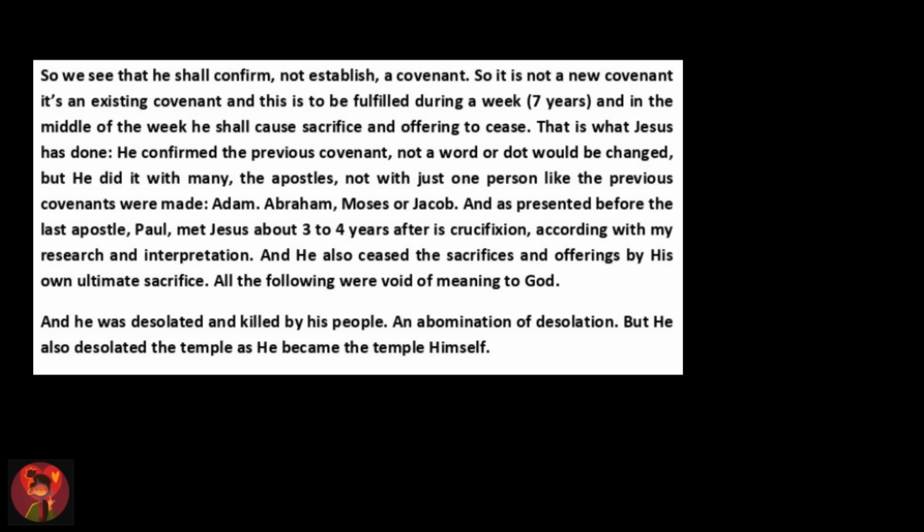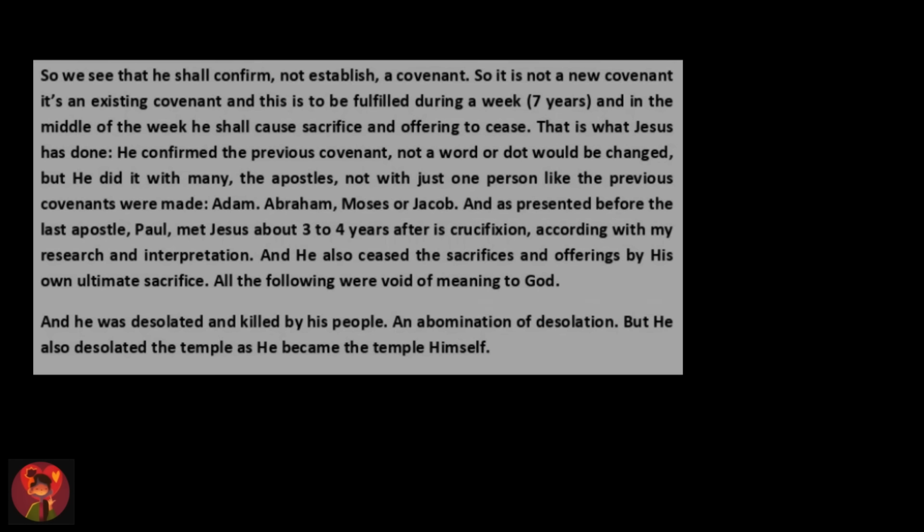And as presented before, the last apostle, Paul, met Jesus about 3 to 4 years after his crucifixion, according to my research and interpretation. And he also ceased the sacrifices and offerings by his own ultimate sacrifice. All the following were void of meaning to God, and he was desolated and killed by his people. An abomination of desolation. But he also desolated the temple, as he became the temple himself.